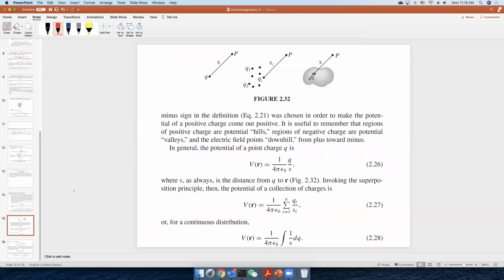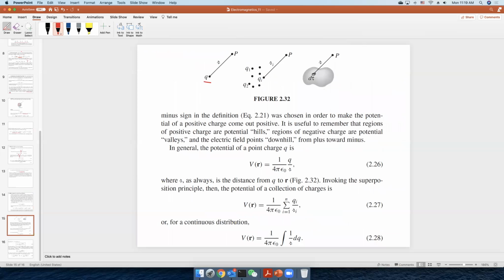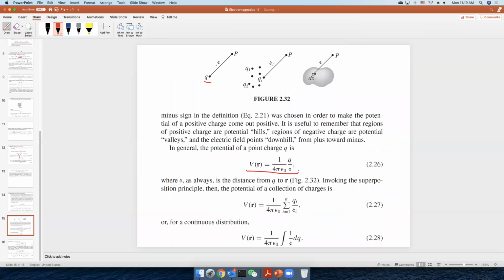So this is the potential at position r when you have one charge Q. Let's say you have one charge Q and you want to calculate the potential at position P, and the vector between Q and P is r. Then you get this equation, shown here as 2.26, where r is the distance from Q to P. This is just for a single charge.